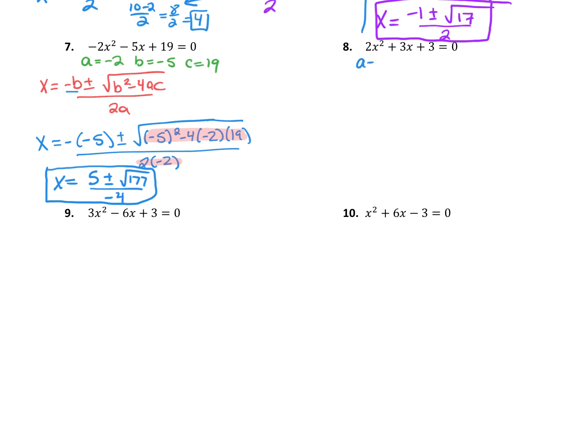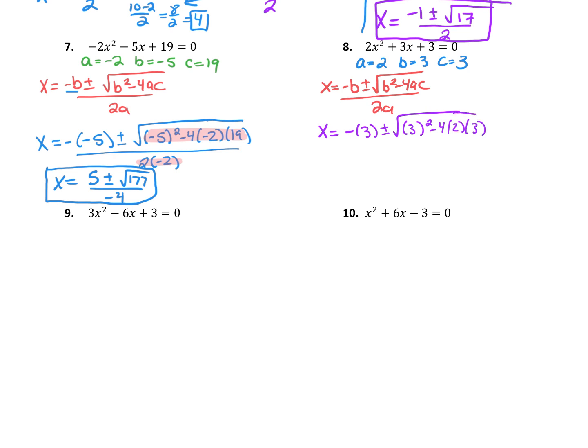All right, and number 8, it's already set equal to 0, so I can identify a, b, and c right away. Then I can write my formula. X equals negative b plus or minus the square root of b squared minus 4ac all over 2a. So negative 3 plus or minus the square root of 3 squared minus 4 times 2 times 3 all over 2 times 2. So x is going to equal negative 3 plus or minus the square root of, I'm actually going to get negative 15.